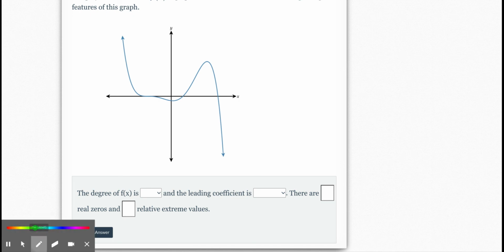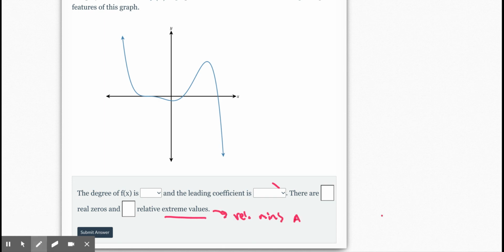So when you see this term, relative extreme values, that's both relative mins and maxes. In calculus, you might call these relative extrema. So they're referred to sometimes as relative extrema, or the extreme values. Okay, so let's go ahead and tackle this one.